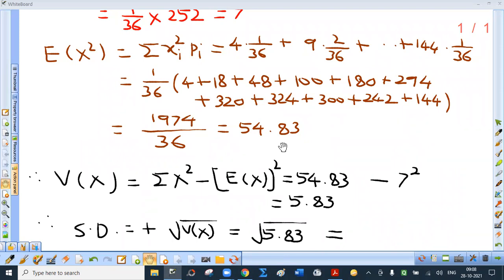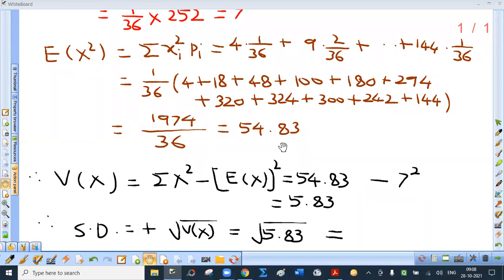So what is V of X? Sigma X square minus square of E of X. So it comes out to be 54.83 minus 7 square 49, that is 5.83. So what is standard deviation? Positive square root of variance, root 5.83.